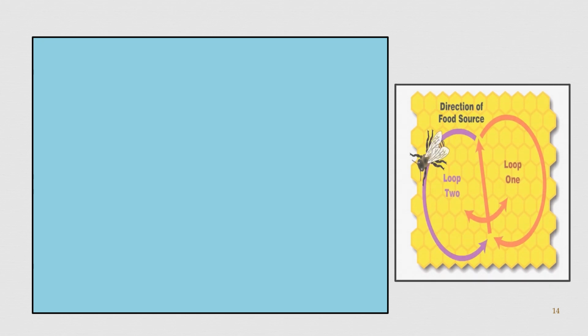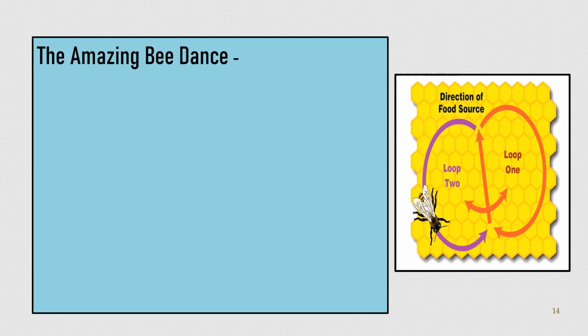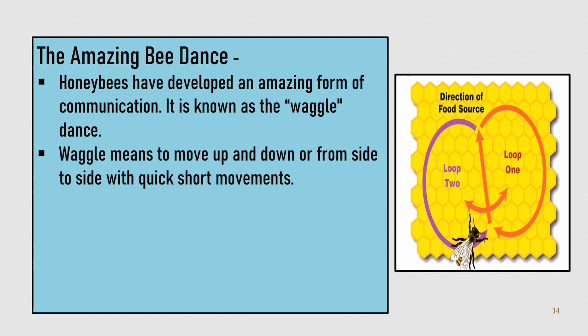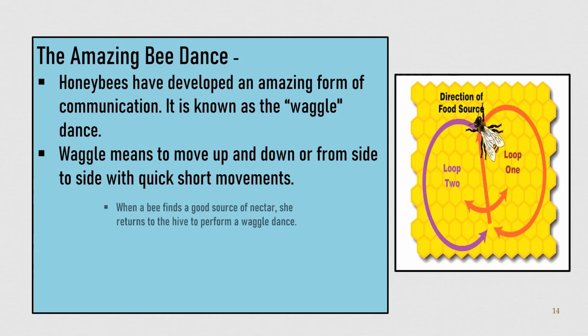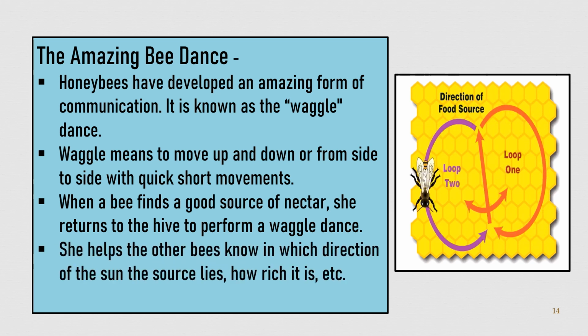Honeybees move in a special way which makes it appear as if they are dancing. It is known as the waggle dance. Waggle means they move up and down and from side to side very quickly. They perform the waggle dance if they find flowers with a good amount of nectar and to tell the other bees about it. Wow! Isn't nature full of surprises?